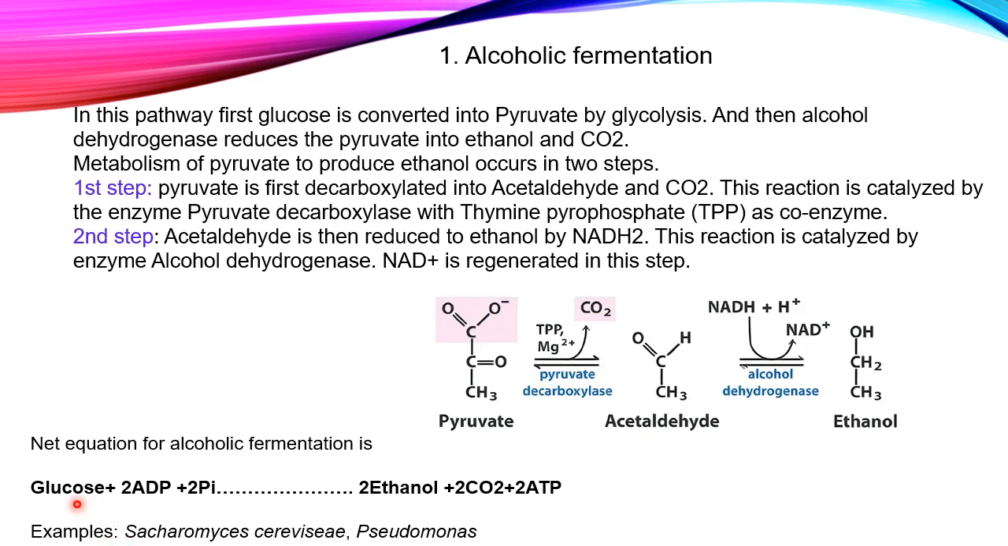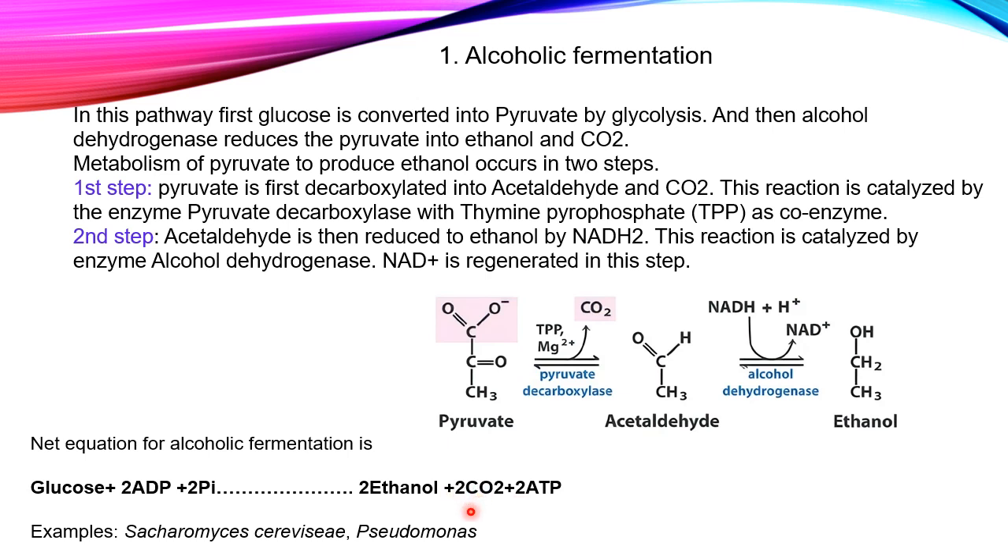Okay, so now let's look at the equation. So glucose with 2 ADP. This ADP is used up in the glycolysis process, where we have a net generation of 2 ATP coming from the glycolysis process, okay. After pyruvate is made, there is no production of ATP. This we have to understand.